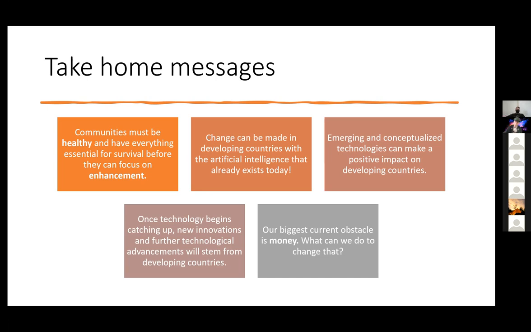The second thing, change can be made with the artificial intelligence that already exists today. We can set up an algorithm saying, okay, evaluate this area and tell us what it needs. Tell us exactly, forecast what's going to happen. Let us help them prepare. Let them prepare, right? Emerging and conceptual technologies can make a positive impact. So that's all the AIs like Siri and the humanoid robots.